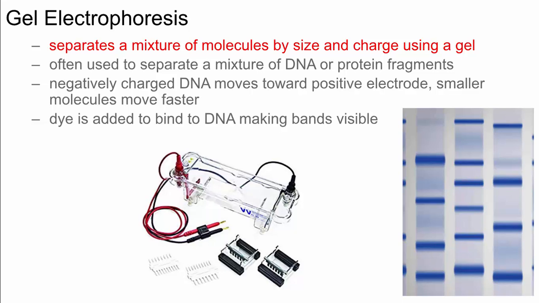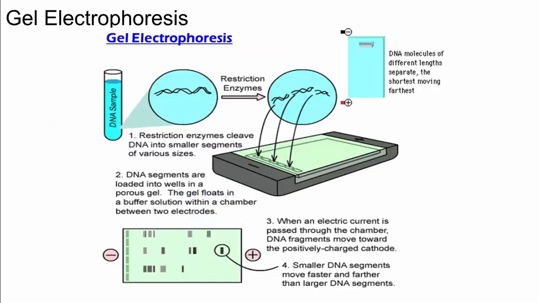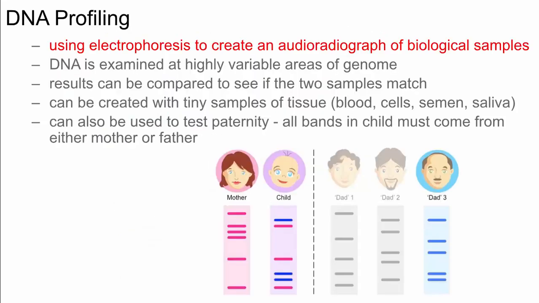This is used to create DNA profiles for paternity testing or for forensic research. If you have a sample of DNA from a crime scene and then you have several suspects, if you make a gel electrophoresis of their DNA samples, you could compare them and see which person matches the DNA that was found at the scene of the crime. So again, you see the DNA is cut up using a restriction enzyme. The samples are put into the wells, electricity is run through them, the bands are stained, and then you can compare those stains.